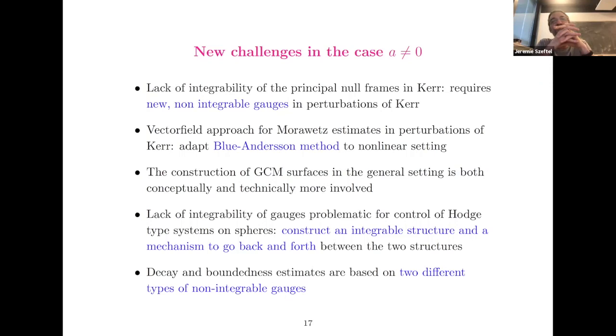So if you count, in fact, moving from Schwarzschild to Kerr forces you to construct many more objects. In Schwarzschild, I have exactly one frame that does all. It's integrable, and you don't have to think about these issues. Here, I have to work with three frames: one non-integrable frame for decay, one non-integrable frame for energy, and one integrable frame to integrate the Hodge type systems. So this is probably the part that gives you the most extra work compared to Schwarzschild.